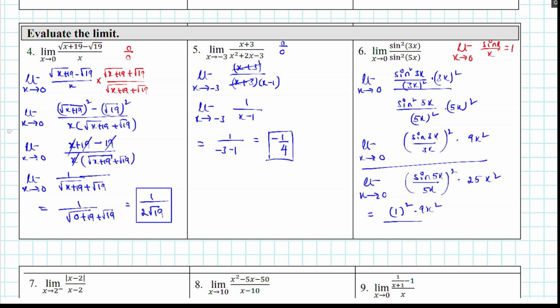Here, as x approaches 0, sin 5x over 5x is 1 and 1 whole square is 1 square, times 25x square. So here x square gets cancelled. So this is 9 over 25.